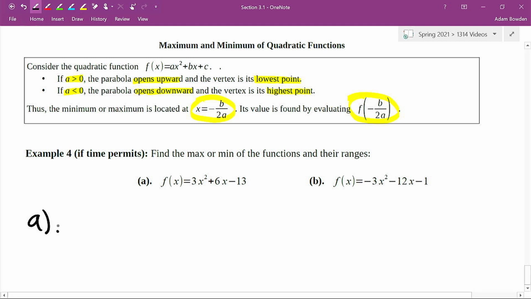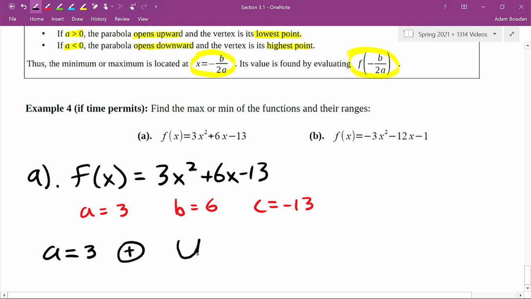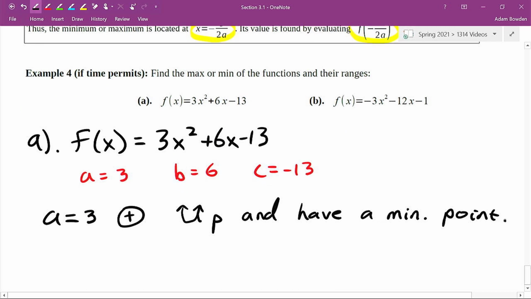So if I look at this first function, f of x is equal to 3x squared plus 6x minus 13, what I'm going to do is identify that a is equal to 3, b is equal to 6, and c is equal to negative 13. So since a is equal to 3 and it's positive, it's going to open upward and have a minimum. We can figure out where the minimum point is by looking at the vertex.